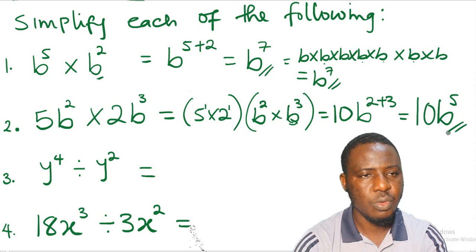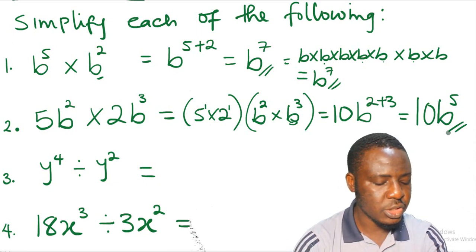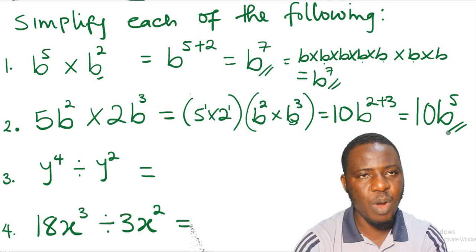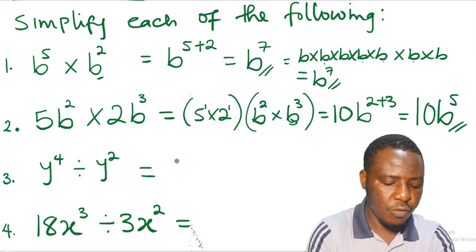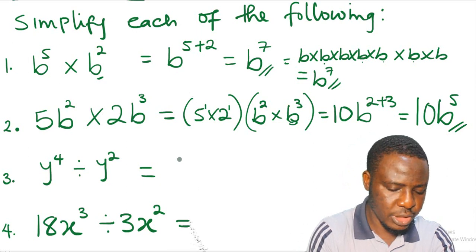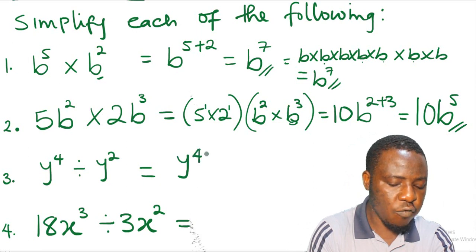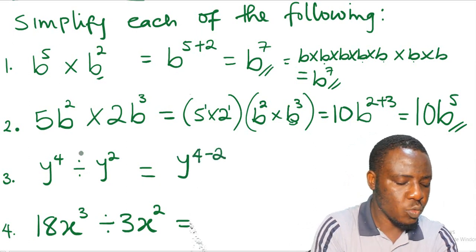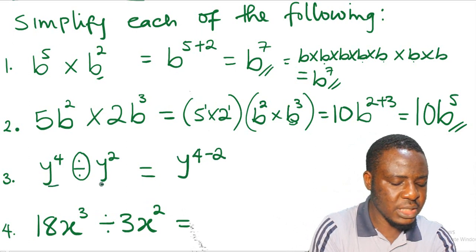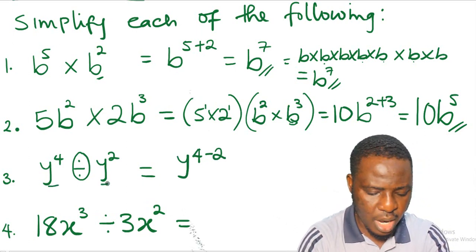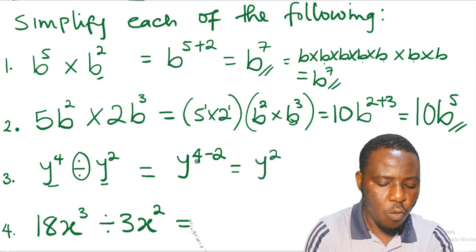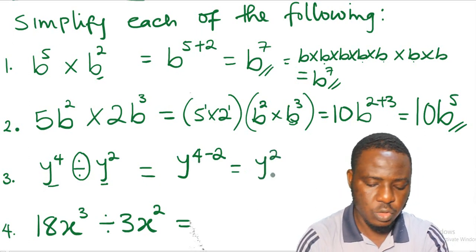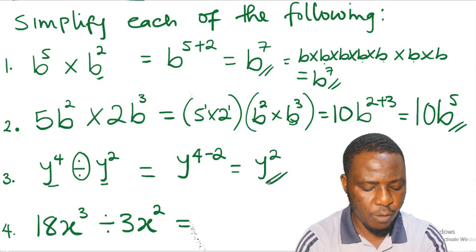In the next example, we shall be looking at the subtraction law, where we have y raised to the power of 4 divided by y squared. Applying the law of subtraction, which is one of the laws of indices, this becomes y raised to the power of 4 minus 2. Once it is division and the bases are equal, you subtract the powers. So this is equal to y squared, for 4 minus 2 is 2. So this is equal to y raised to the power of 2.